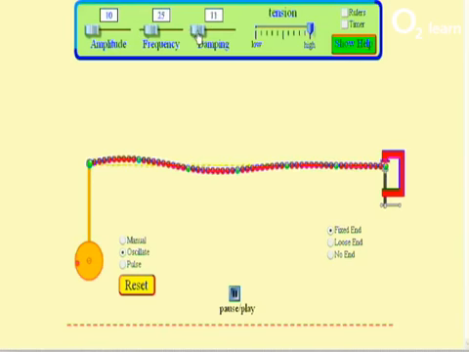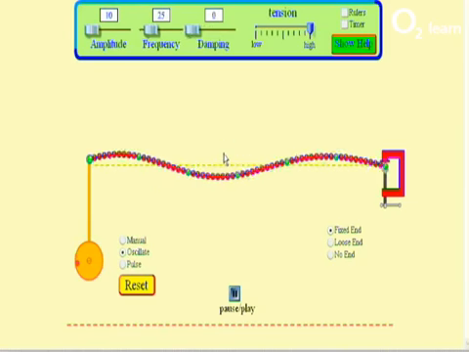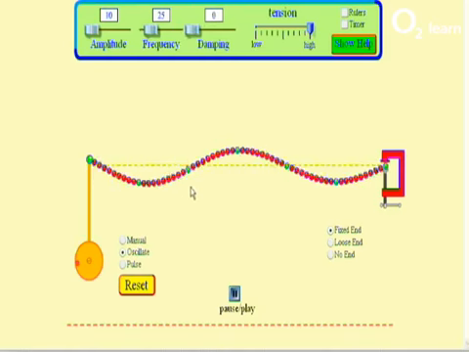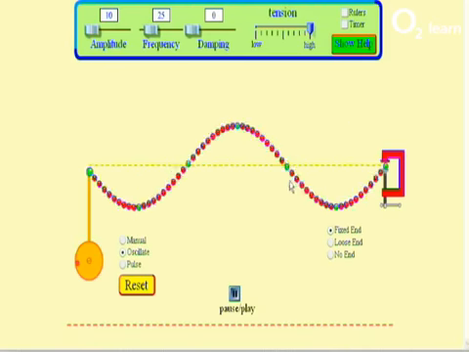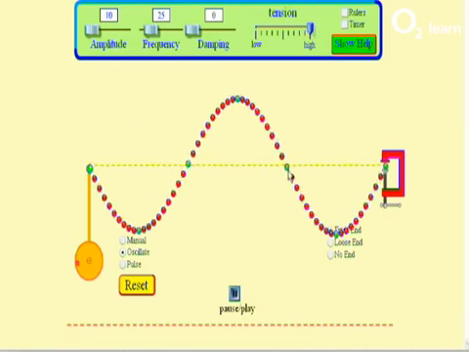Now I've increased the frequency again and should get 3 loops. The places where the wave hardly moves at all are called nodes. Here there's one where this green ball is and another where this green ball is.